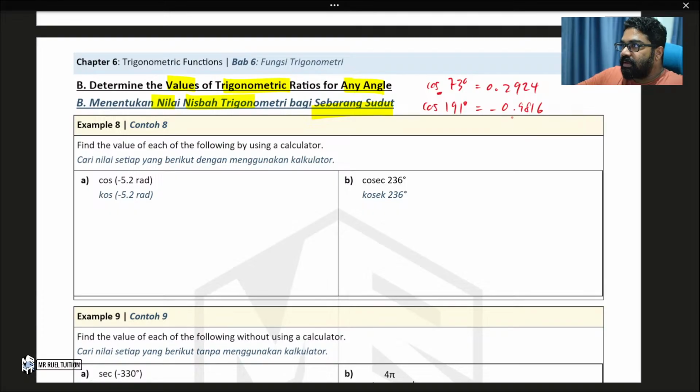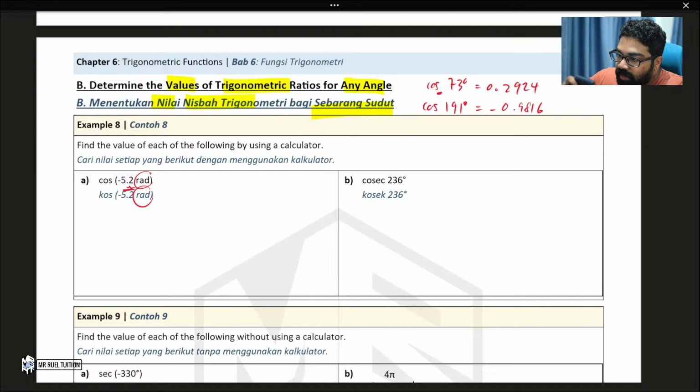Okay, so here class, find the value of each of the following by using a calculator. This is very simple. Just take out your calculator. How to find cos negative 5.2 radian? When we are doing trigonometric ratios, you must be careful. If the angle is in radian, if you want to directly put 5.2 in the calculator, you have to change the mode. Do you know how to change the mode?